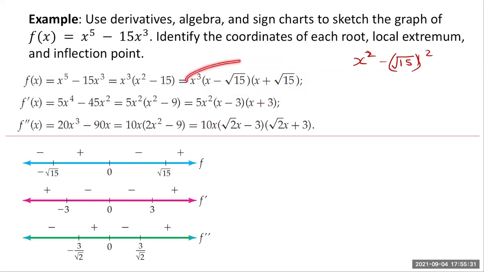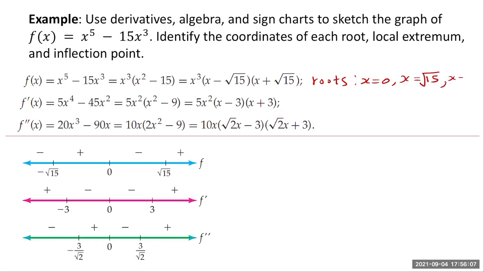Now, how do you find the zeros of this function f of x, or roots of that function? Roots and zeros are synonyms, okay? They are the same. So how do you find the zeros of this function? All you do is set each individual factor to 0 in this factorization. If you set this part to 0, you get x is equal to 0. That's your first root. The second root, or second zero, would be x is equal to plus square root of 15. The last one would be x is equal to minus square root of 15.